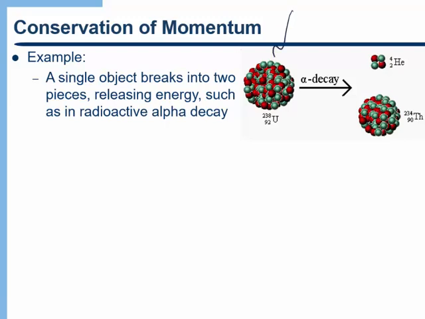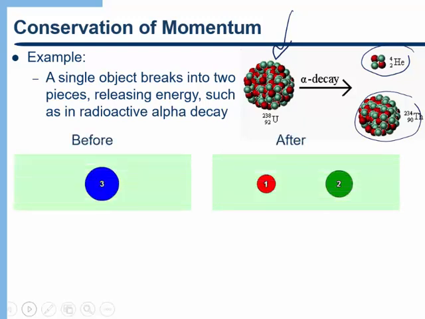Here's an example of where this happens in nature. This is called alpha decay. The nucleus of a uranium atom will spontaneously break into two pieces. It will actually throw out a helium atom and a thorium atom. And so that's an example in the real world where this occurs.